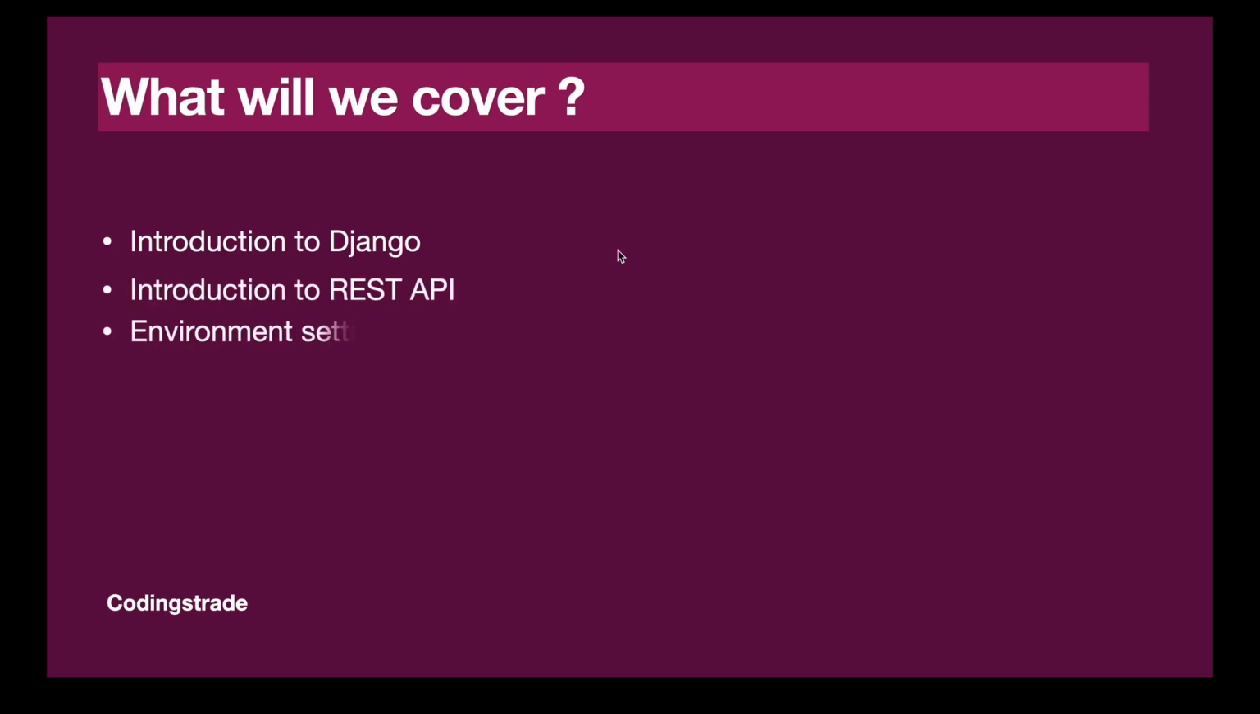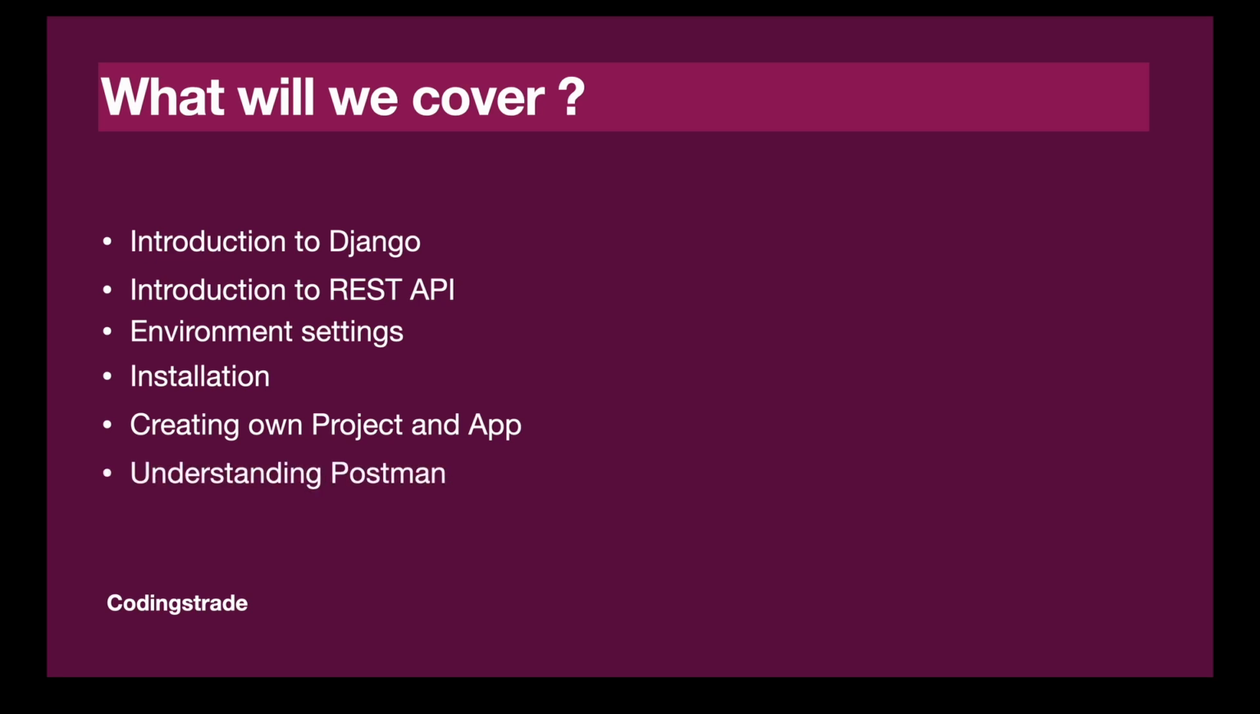After that we will set up our environment, then we will install everything, Django and the Django REST framework, and then we'll create our own project and application, and then we'll understand everything about Postman, because if you want to work as a REST API developer, then you should understand what Postman is and why we need it. After that we will learn everything about Django REST framework, and we will have lots of examples and we will work with everything that Django REST framework can do.